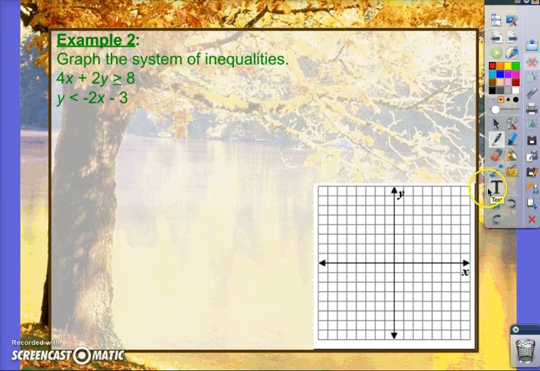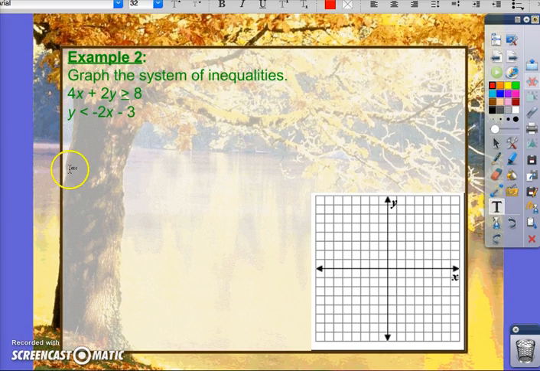I'm going to graph the first one, the top one up here. I'm going to rewrite it. I want to get it in y-intercept form. So I'm going to get 2y greater than or equal to negative 4x plus 8. Divide everything by 2, y greater than or equal to negative 2x plus 4. So that's my first line I'm going to graph.